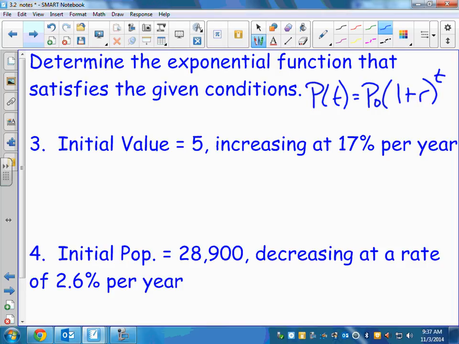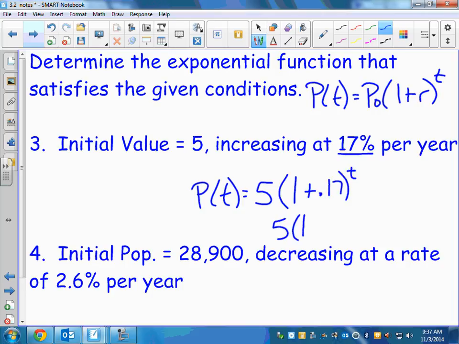The big thing to pay attention to is if it's decreasing, you have to remember that r is negative. Because notice on number 4, it just says decreasing at a rate. So if you put positive 2.6 in there, which would be wrong anyway, except for the decimal. So, not bad to do, but easy to make some mistakes. So initial population, I'm going to go here. 1 plus r, but don't write 17 there, right? 0.17. Yeah, percent means divided by 100, so that would be 0.17. If you didn't write the plus sign, it would be more. Right, I want you to write it like this. I was just showing my work.